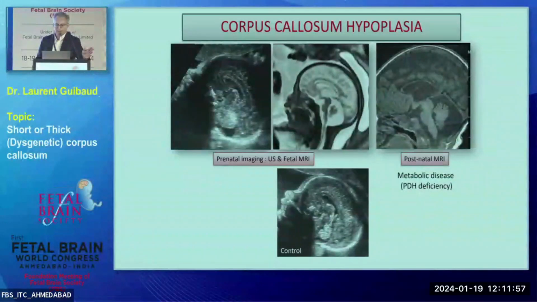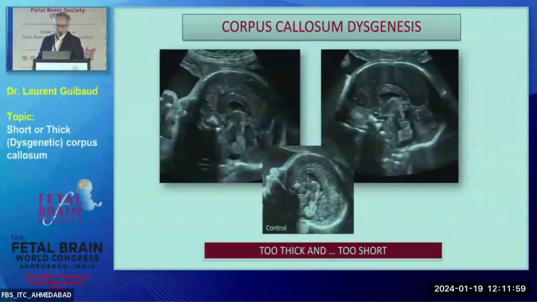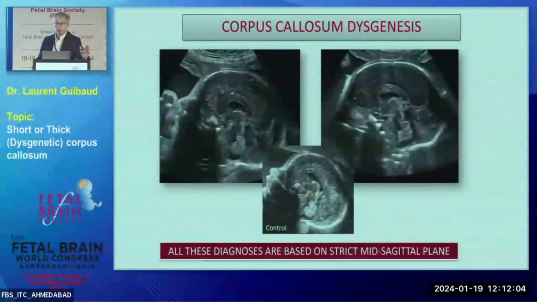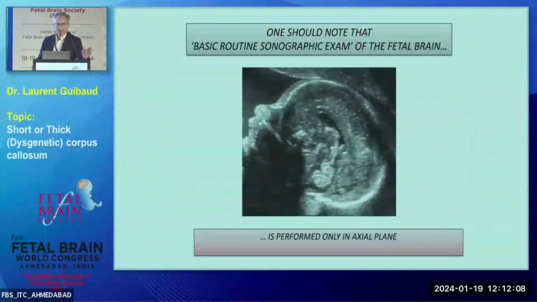If you look at this one, it's simple. It's too thick and too short, so it's a real dysgenesis. But all these diagnoses are based on a strict mid-sagittal plane. And as you know, the basic routine sonographic exam of the fetal brain is performed only on the axial plane.